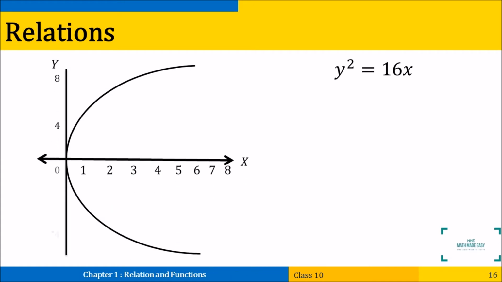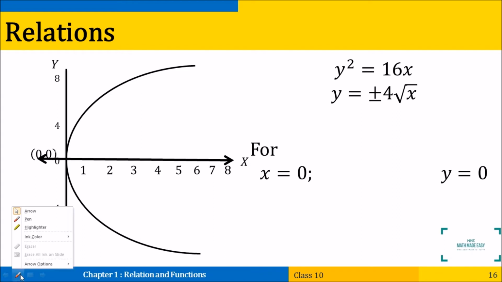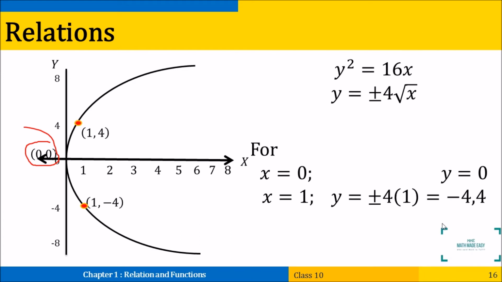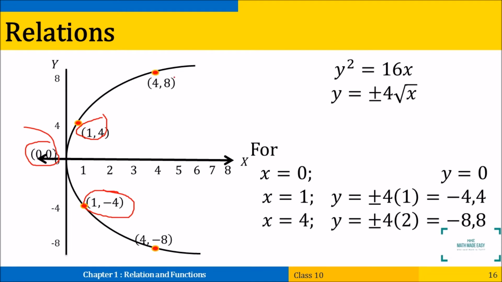Let's take another example, like y squared equals 16 times the element x. The value for y would be the square root of 16x, that is nothing but plus or minus 4 root x. Let's take the element x to be 0. For x equal to 0, y becomes 0, so we have the ordered pair (0, 0) here. For x equal to 1, you have y equals plus or minus 4 times 1, which is 4 and minus 4, so you have (1, 4) and (1, -4) here. And if you take x equals 4, y is equal to plus or minus 4 times 2, which is 8 and minus 8. So x and y are related to each other. This is what we call a relation.